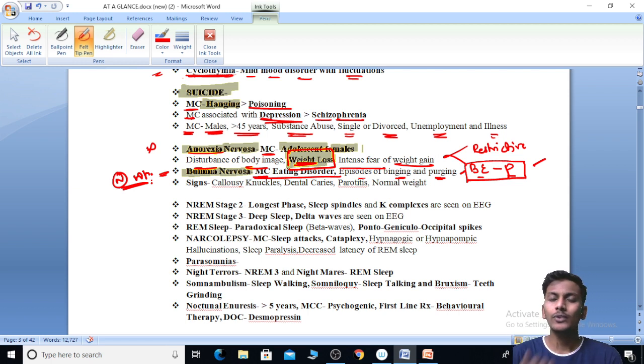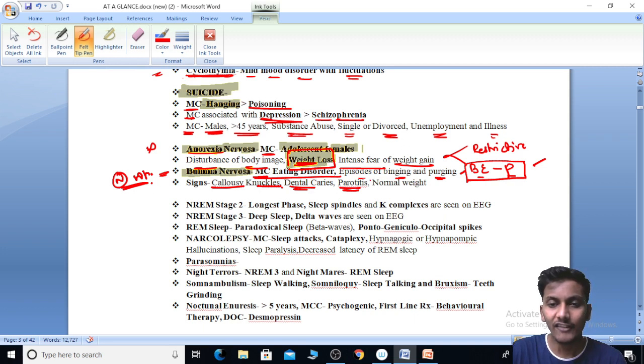So what happens due to constant purging, she keeps inducing vomiting. Due to that, there would be induration, or injuries at the knuckles, okay? And these injuries at the knuckles would be due to the teeth, okay? So please remember, these are known as callused knuckles. Then due to constant reflux of acid from vomit in the oral cavity, the teeth would be damaged, leading to dental caries, okay? Also, there would be features of parotitis, swelling or inflammation of the parotid gland.